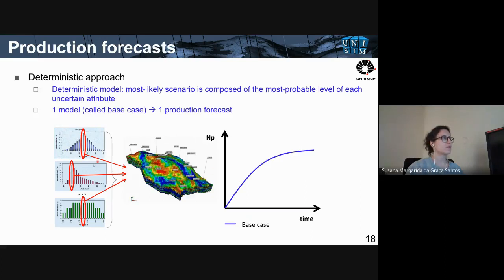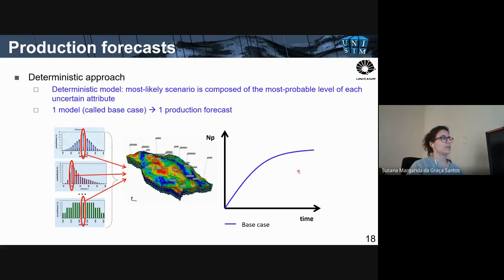So at the end, I have my attributes and my uncertainties and the probabilities of them. I only use one of the values to model my reservoir, and then I'm not concerned about the others. We call this a deterministic approach, and we have one production curve. So we have time, and NP can be any other indicator, and I have one forecast, one production curve.